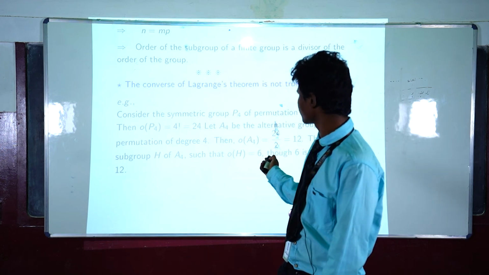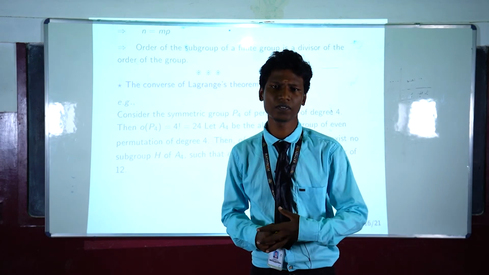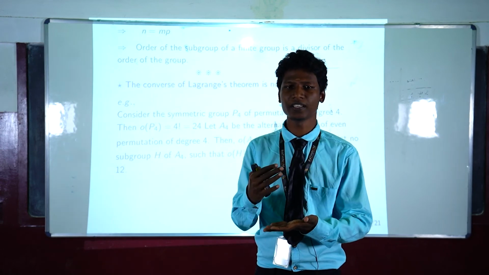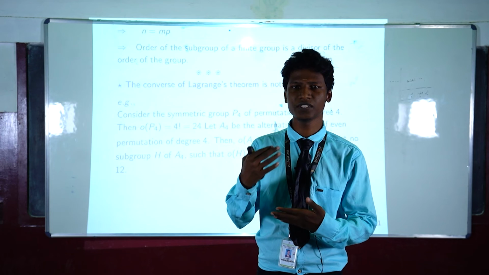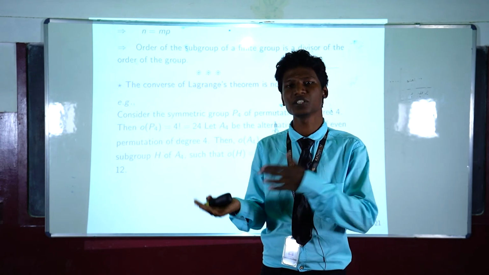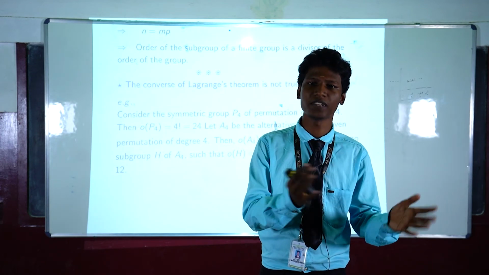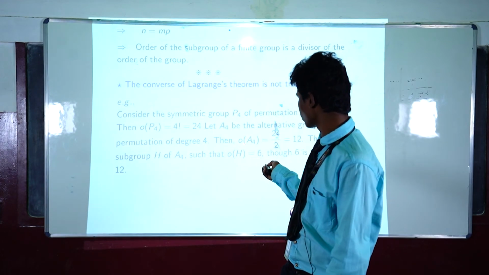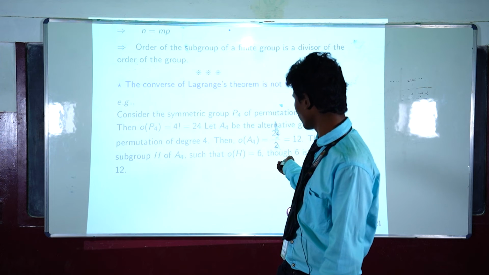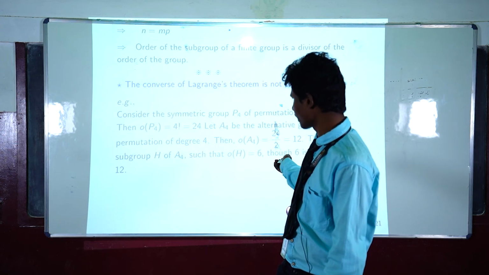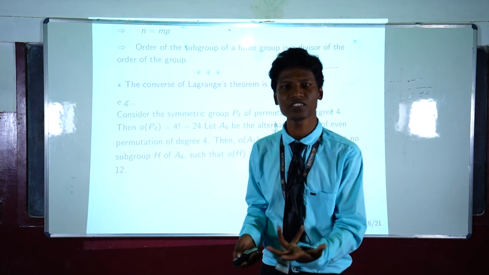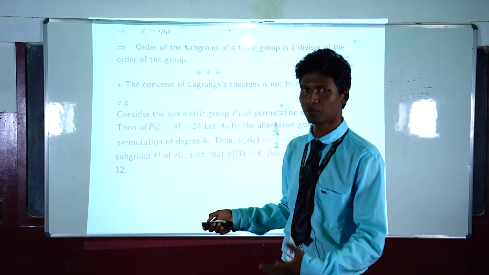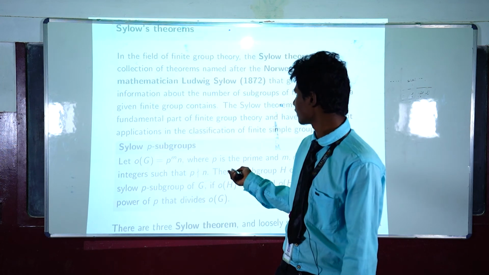Now the converse of Lagrange's theorem is not true. Why is the converse of Lagrange's theorem not true? It means that whatever divides the order of G, that doesn't mean G has a subgroup of that order. I have an example: the alternating group A4, which is a group of order 12, but it doesn't have any subgroup of order 6. So this is the best example for the converse of Lagrange's theorem.